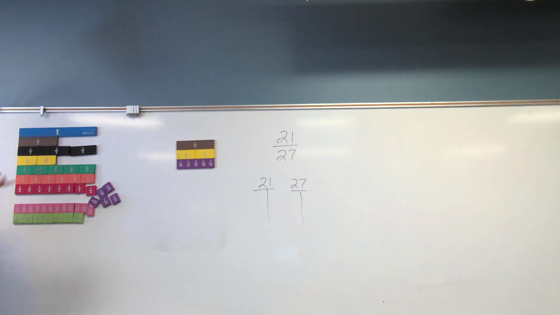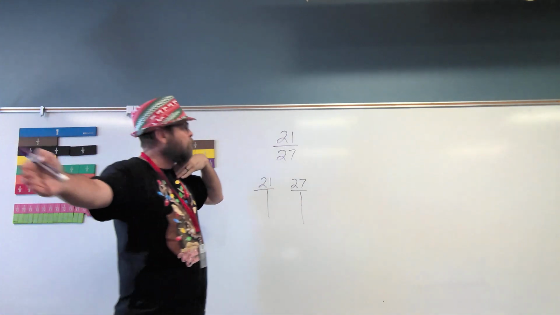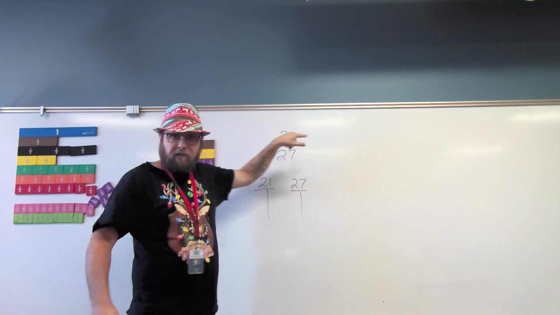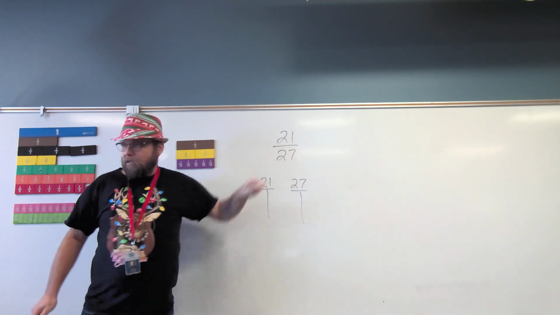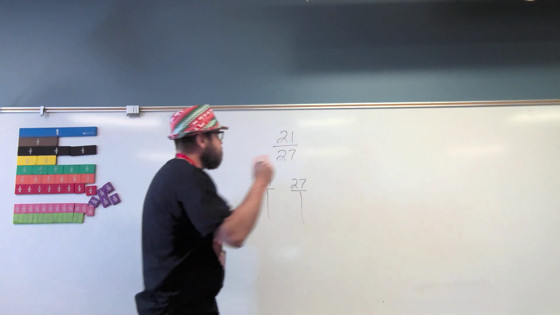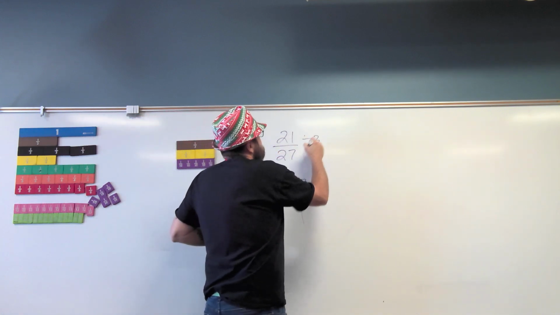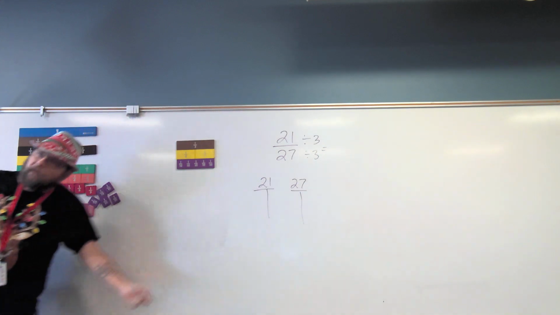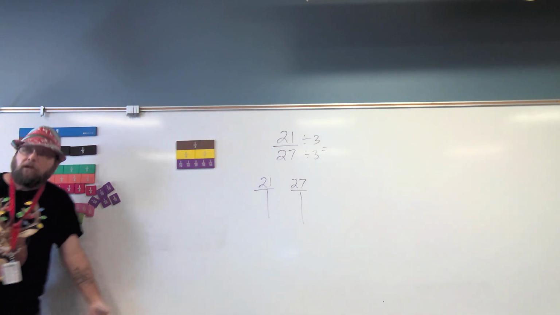3 will divide into it. Because AJ knows his divisibility rules, he knows 2 plus 1 is 3, and 3 is a multiple of 3. He knows 2 plus 7 is 9, and 9 is a multiple of 3. So that means we can divide it by 3 over 3. 3 over 3 equals 1. Dividing by 1 doesn't change the value.